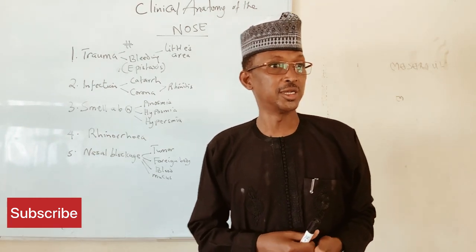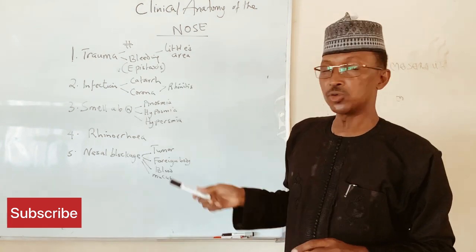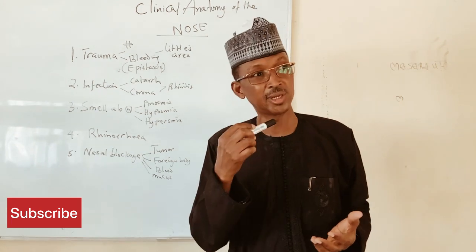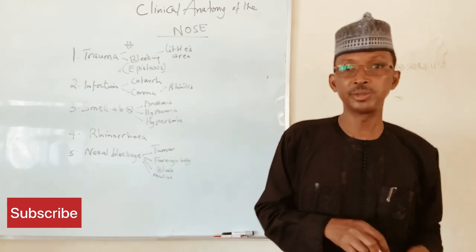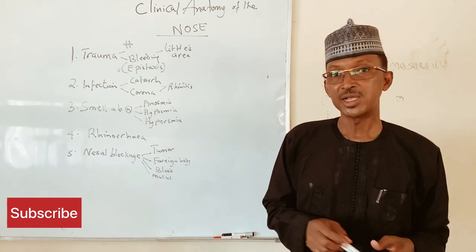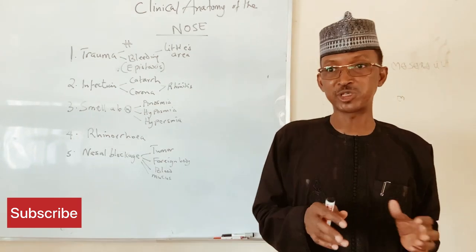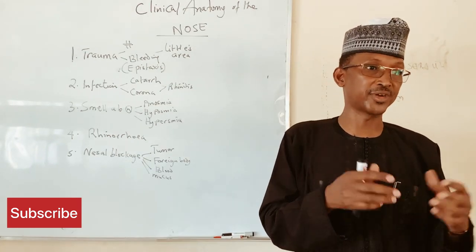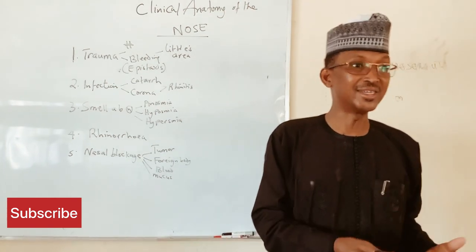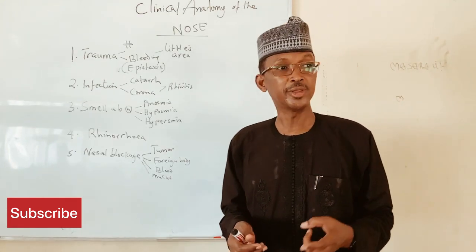Discuss clinical anatomy of the nose. So the nose, you all know that it is responsible for taking in oxygen and bringing out carbon dioxide. That is one of the major functions of the nose. Second function is to smell any kind of smell. There are thousands of different categories of smell that you can smell, whether good or bad smell. That is the second function of the nose.